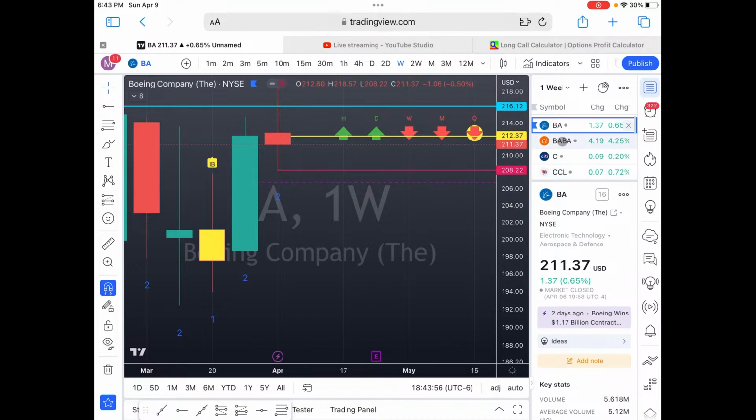at $208.22. If you're trading options, you should get at least 2 weeks out, okay? So not this Friday's expiry, but the following Friday or the following Friday after that would be 3 weeks out, but I would get at least 2 weeks.